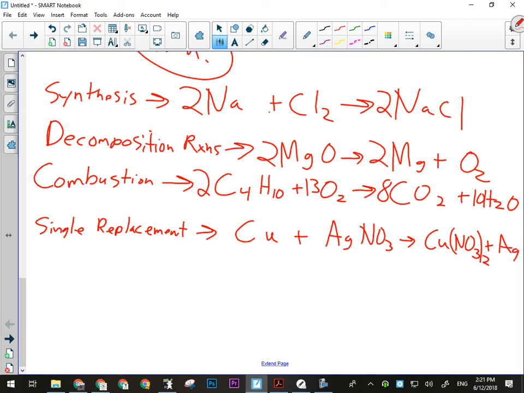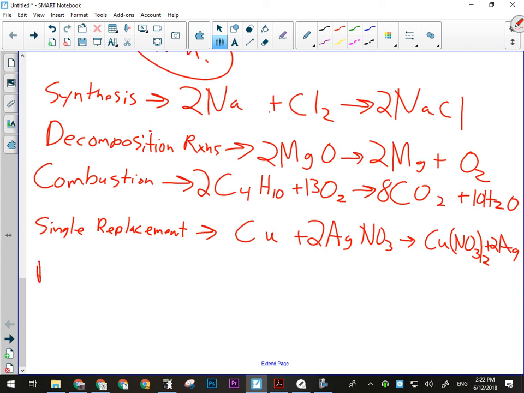All right, so I've got this reaction, and right now it is not balanced because there are 2 nitrates on this side. How many nitrates are on this side? 1. Right, that 3 is part of the nitrate. So I need to put a 2 in front of this. Now I have 2 nitrates, but now I have 2 silvers. So I need to put a 2 there, and now everything else will work. All right, questions on single replacement?